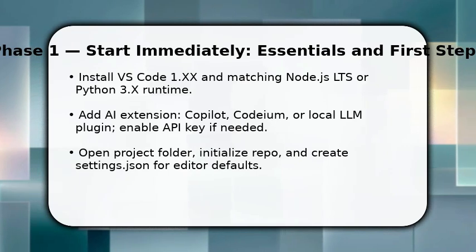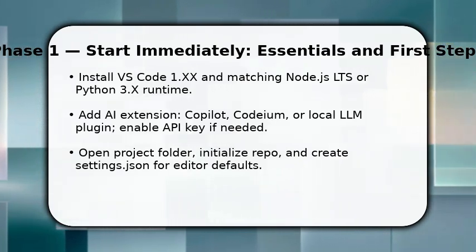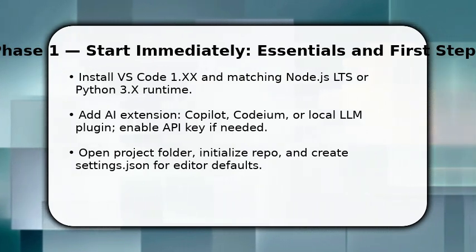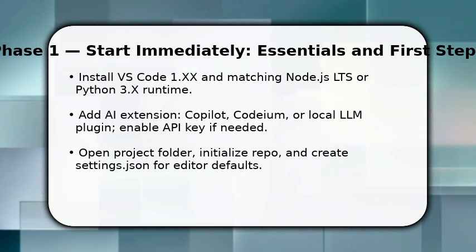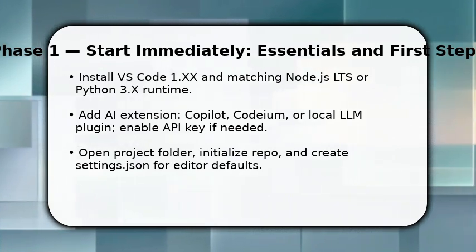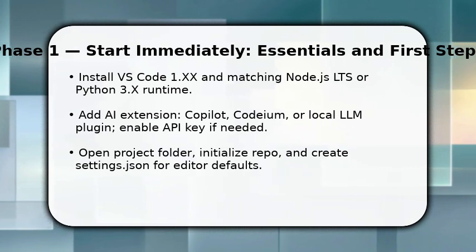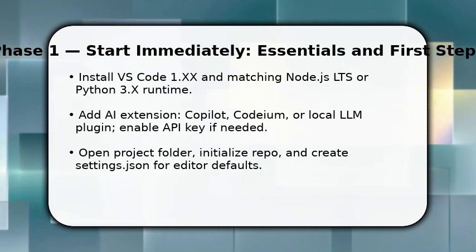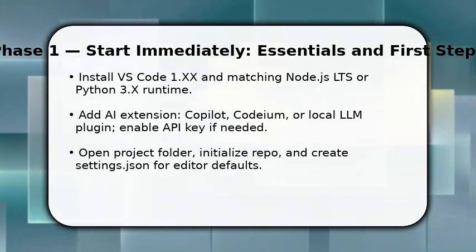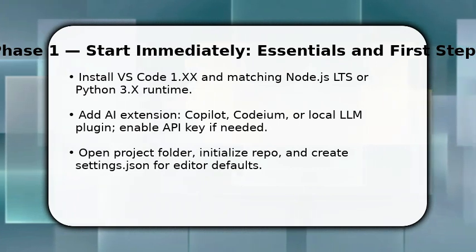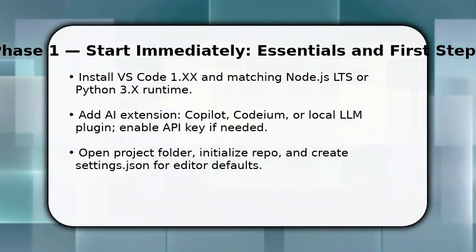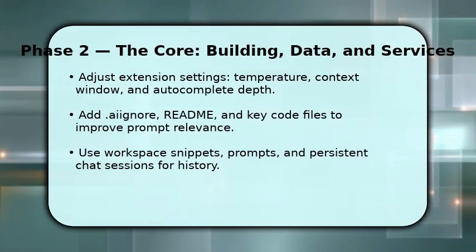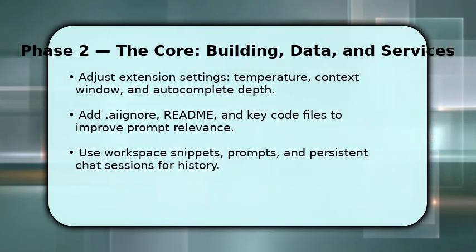You will start by combining prerequisites with immediate action. Install VS Code and a runtime, then add an AI extension you trust. Once done, paste your API key or configure a local model path and open your project folder so suggestions can index files. Make sure to initialize a Git repo and create a basic settings.json to control formatting and telemetry. This early setup reduces friction, improves completions, and prepares VS Code so AI features produce relevant, context-aware code from the first query.